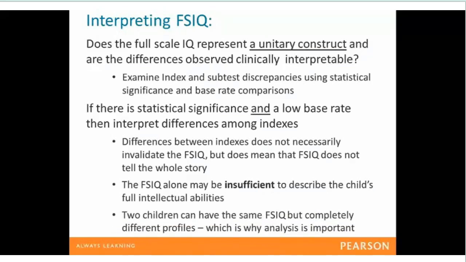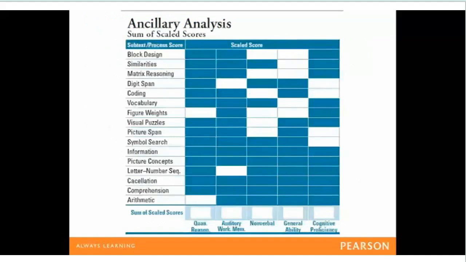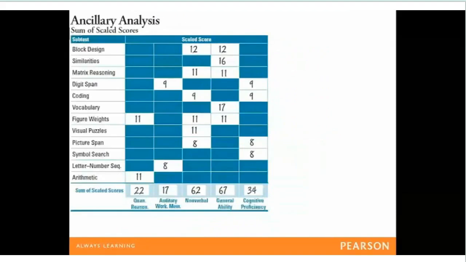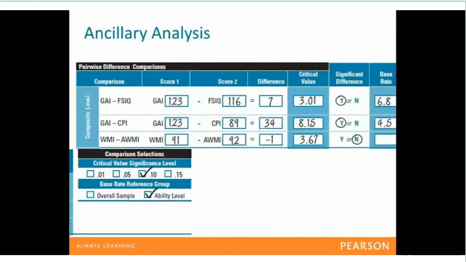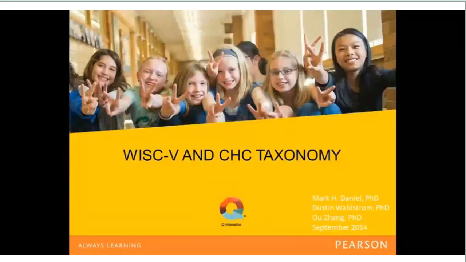And this is because, of course, 2 children can have exactly the same full scale IQ, but completely different clinical profiles, which is why the analysis at a more deep level than just full scale is important. You can calculate all of the ancillary indices on the record form, but you can also do these on Q Global. The ancillary index scores also have a mean of 100 and a standard deviation of 15. And some useful comparisons like general ability to CPI can also be made. And I'll just see if there's any questions before we wrap up today.